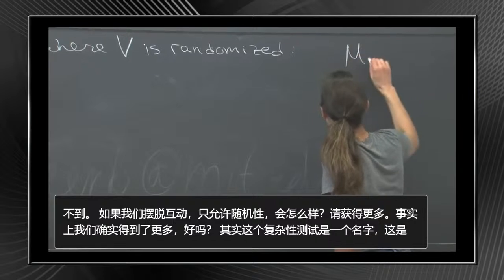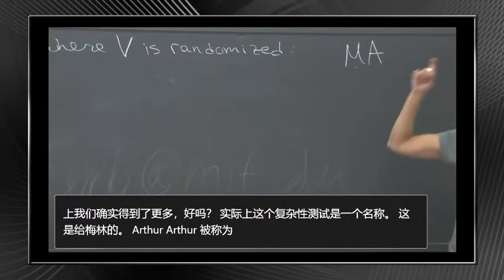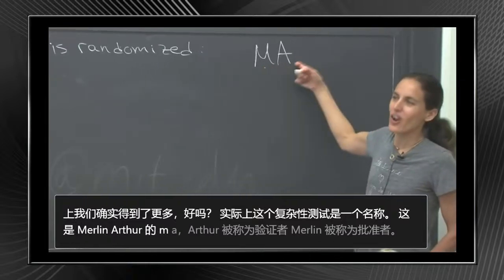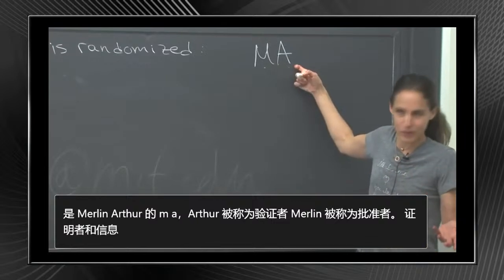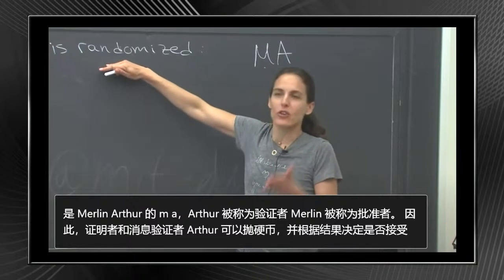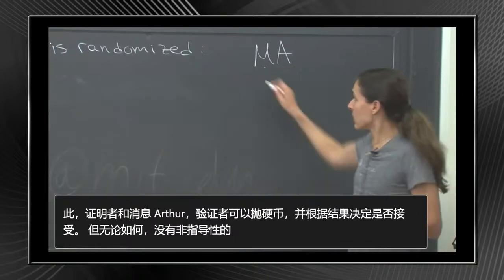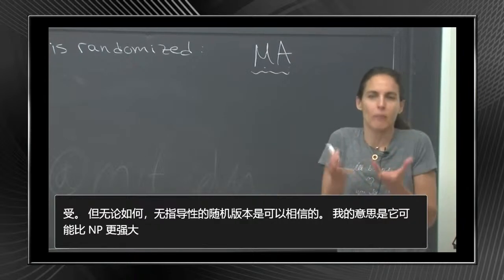This is MA, for Merlin Arthur. Arthur is known as a verifier. Merlin is known as a prover. So the prover sends a message. Arthur, the verifier, can toss coins and based on that decide whether to accept or not. But anyway, the non-interactive randomized version may be more powerful than NP. We actually don't know, but it seems there's some more power.